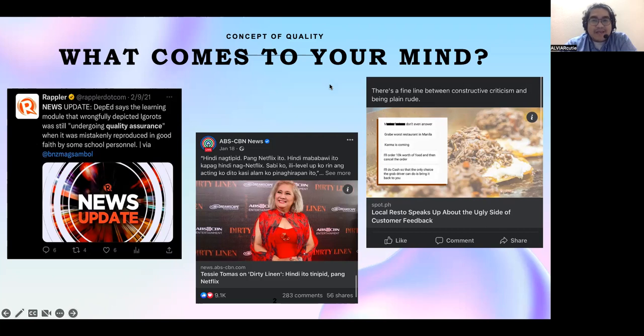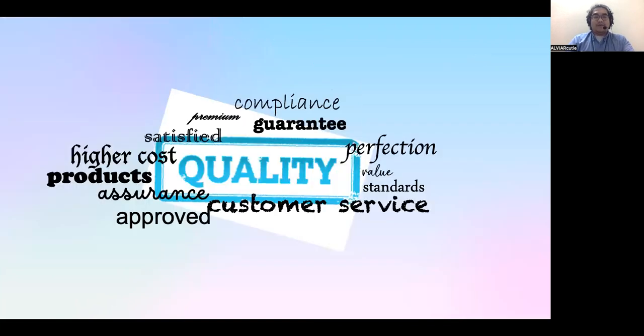So for now, yes, it's quality. Yung mga quality na pinapahiwatig nila, yan yung mga pinapahiwatig ng mga litratong ito. So, what comes to your mind? Pag sinabing quality, meron dyan compliance, guarantee as usual, higher cost, the higher cost, mas maganda ang quality. The products, syempre, ano ang i-expect natin sa quality sa products? May assurance, customer service, approved standards, perfection. Yan yung mga, 'pag sinabing quality, ito yung mga bagay na hinahanap natin.